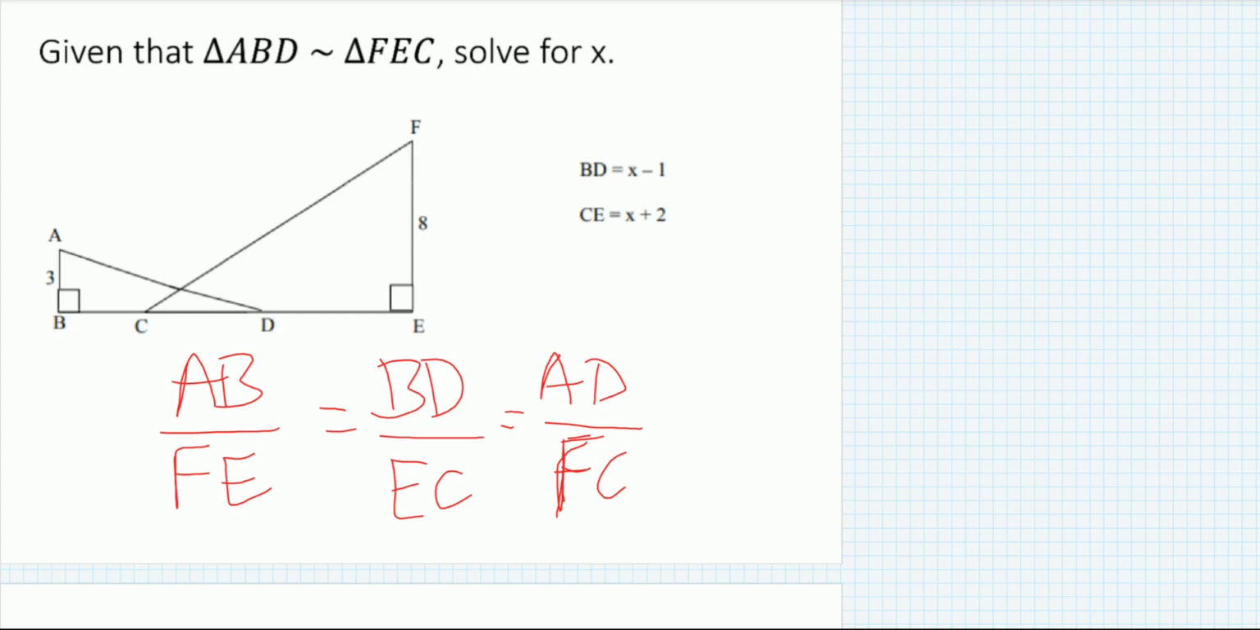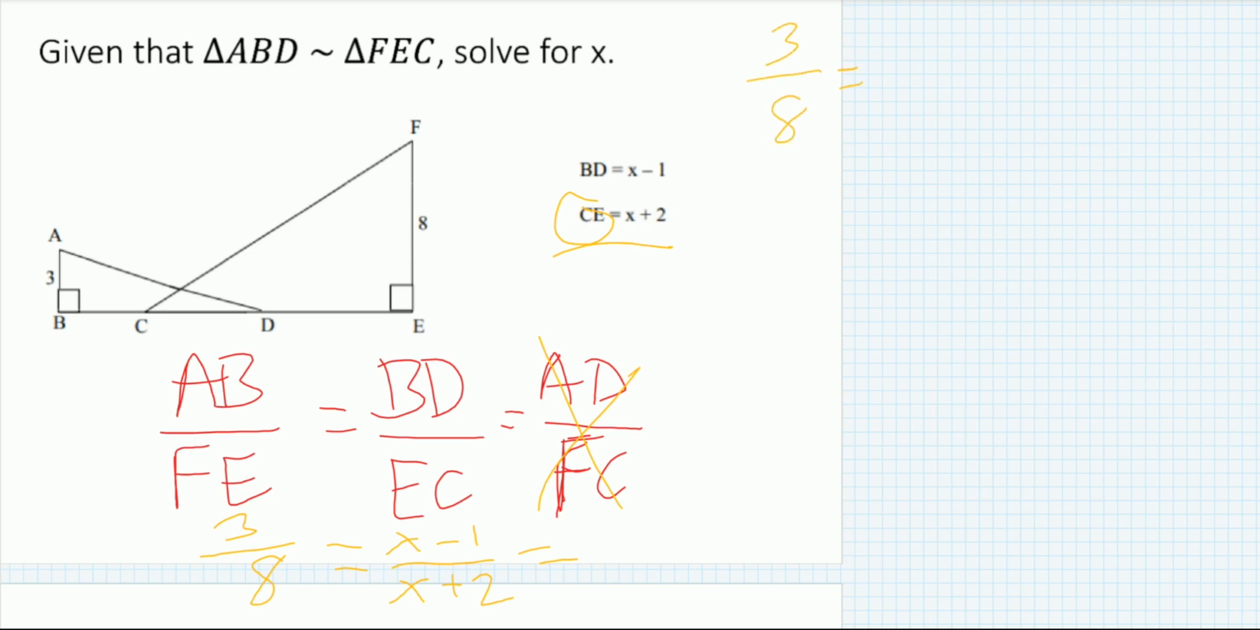And so after that, I'm going to substitute for every single one of them. Let's see, AB. Now this is where I look at the diagram. AB is equal to 3 over FE, which is equal to 8. BD is equal to, right here it's given to us, x minus 1 over CE or EC. It doesn't really matter the order, right? EC is the exact same thing as CE, because you're talking about the same length. And then AD is nothing. There's no information given to us. FC, nothing at all. So this becomes kind of useless. So then we end up with this one here.